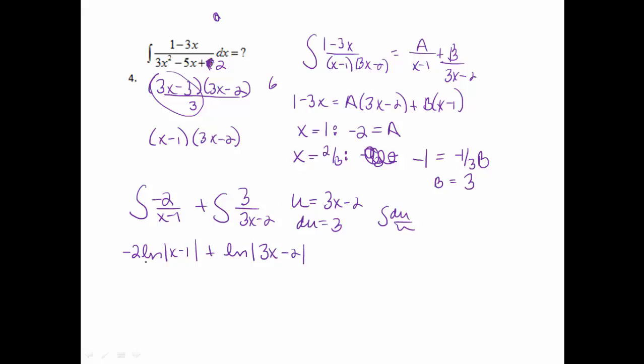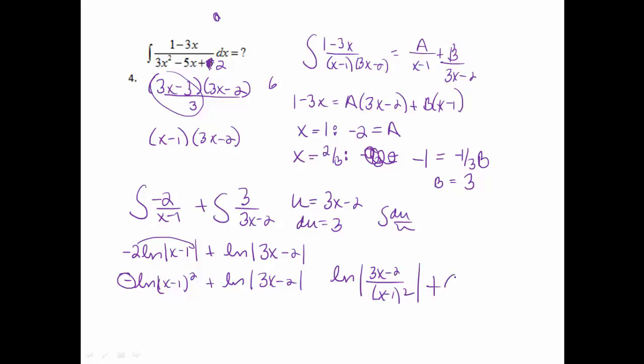Okay, so that I can put those together, I am going to bump the 2 to the power, so this is going to be negative ln of x minus 1 squared plus the natural log of 3x minus 2. And then since this is subtraction, we can turn that into division. So my final answer will be the natural log of 3x minus 2 over x minus 1 squared plus C.